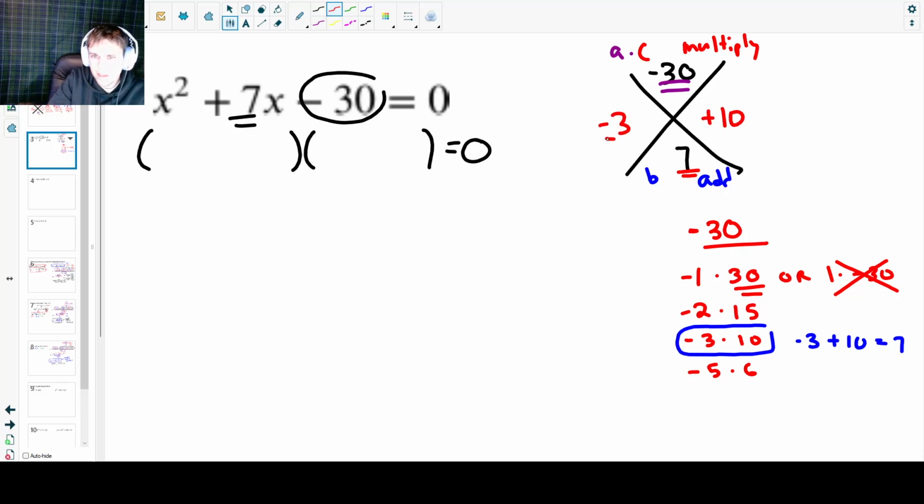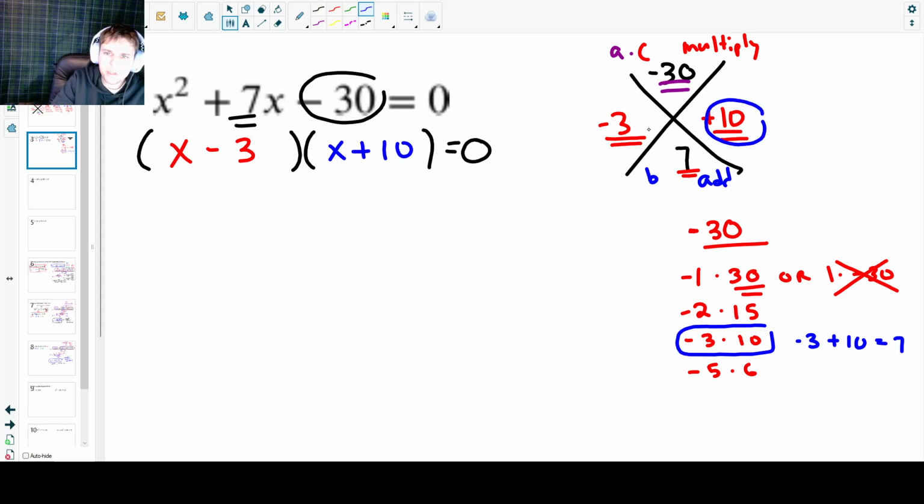And we want to translate those now into what the binomial factors would be. So for a negative 3, that means one of my factors is going to be x minus 3. And because we have plus 10, our other factor is going to be x plus 10. I am allowed to take this particular shortcut where I can go from these solutions into the factored form, again, only when I have 1x squared. If I have a number in front of here, the process is slightly more complex than this.